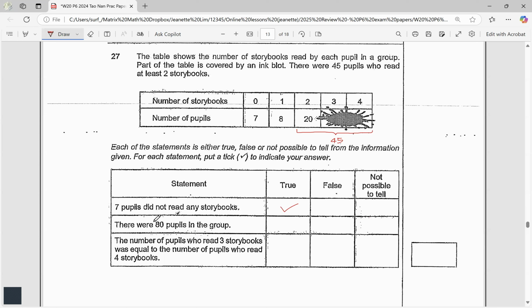Next, there were 80 pupils in the group. I don't know 3 and 4, but I know the 2, 3, and 4 will be 45. So I will take 7 plus 8 plus 45. That gives us 60, which is false. It's not 80, but 60.